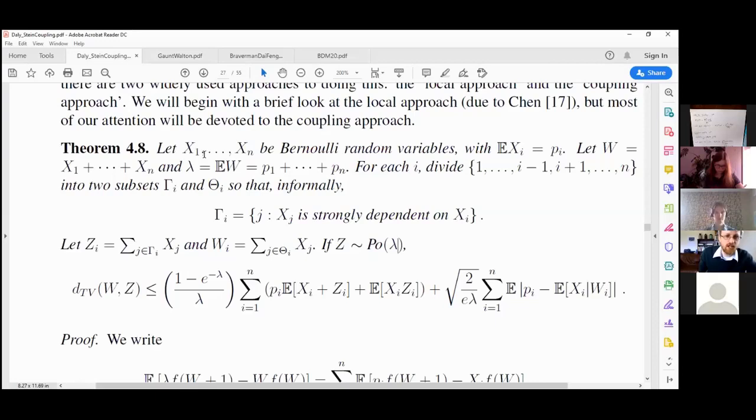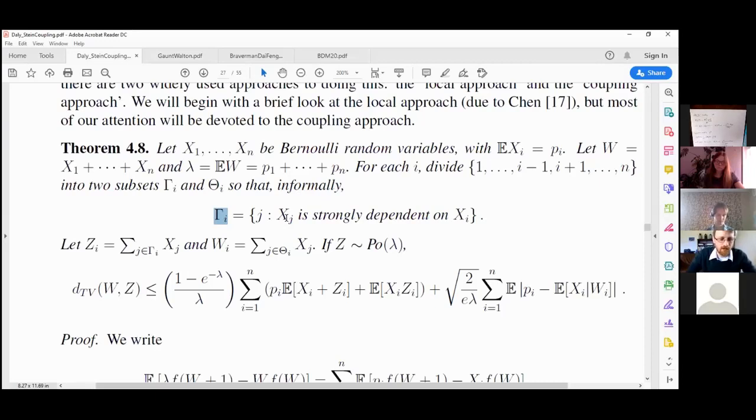For each Xi, I'm going to think about a sort of neighborhood of dependence, which I'm defining extremely informally, because essentially it doesn't matter too much. For the purposes of the statement of the theorem, it doesn't matter how you define them. For applications, it does. But for the statement of the theorem, all I need is that for each i, I've got some subset of my other X's that are associated with that Xi in some sense. I don't need a rigorous definition, because this bound is true for any gammas that I choose. Gamma i is just some subset of my X's that are associated with my Xi.